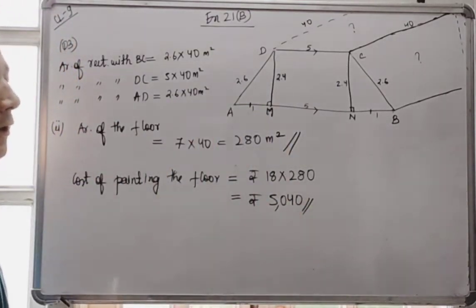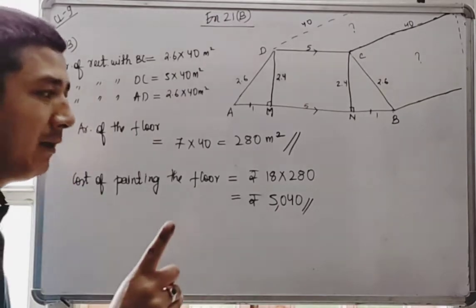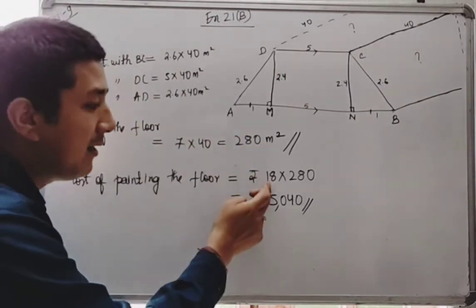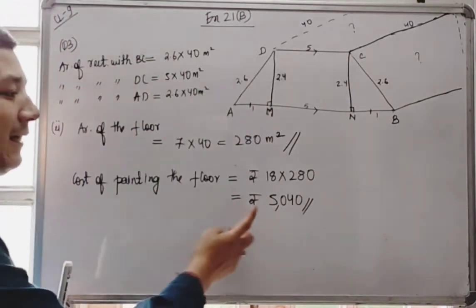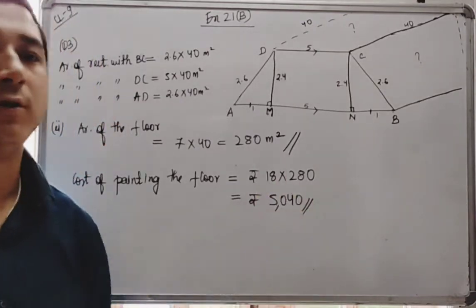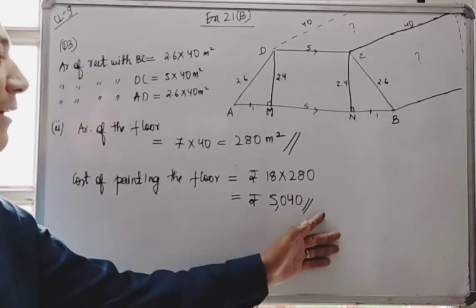So for the floor the cost is different. It is rupees 18 per meter square. For 1 meter square it is 18. For this much meter square it will be 18 into 280. So 18 into 280, if you do, you will be getting 5040, boys. So this is the total cost of painting the floor.